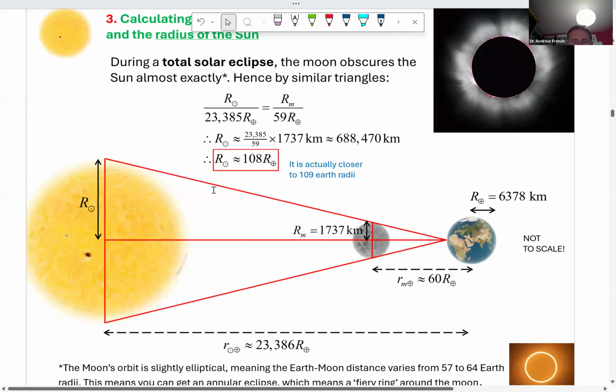We found that the sun was 23,385 Earth radii away. And by looking at solar eclipses, here's my moon here, if we know the radius of the moon and the distance of the moon to the Earth, we can do similar triangles, and then use that to get to the sun.